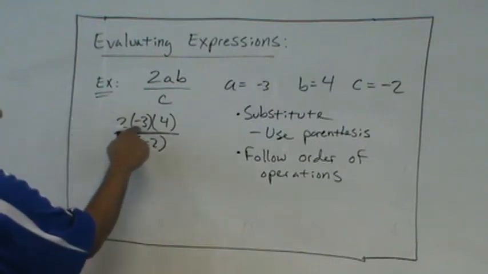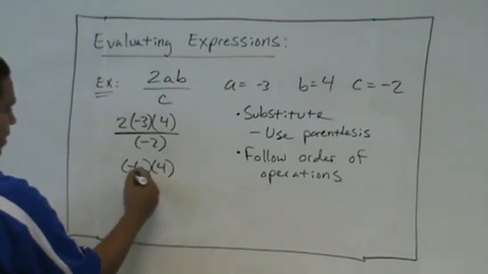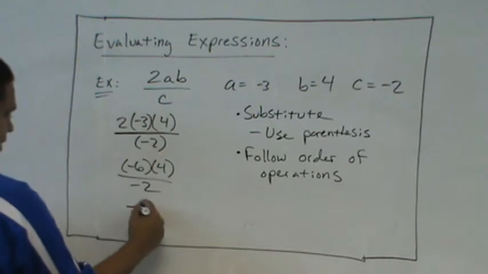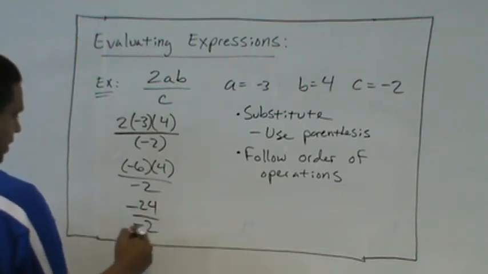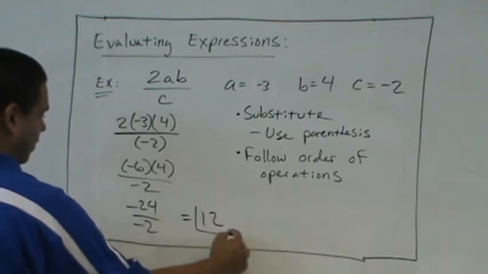2 times negative 3. Negative 6. Give us a negative 6. Times 4. Negative 24. And then if we divide that, we get 12.